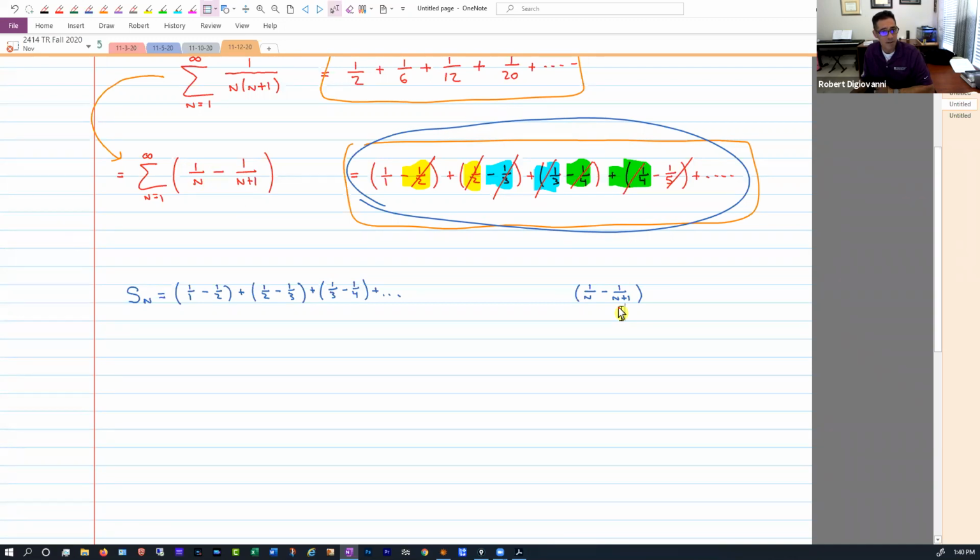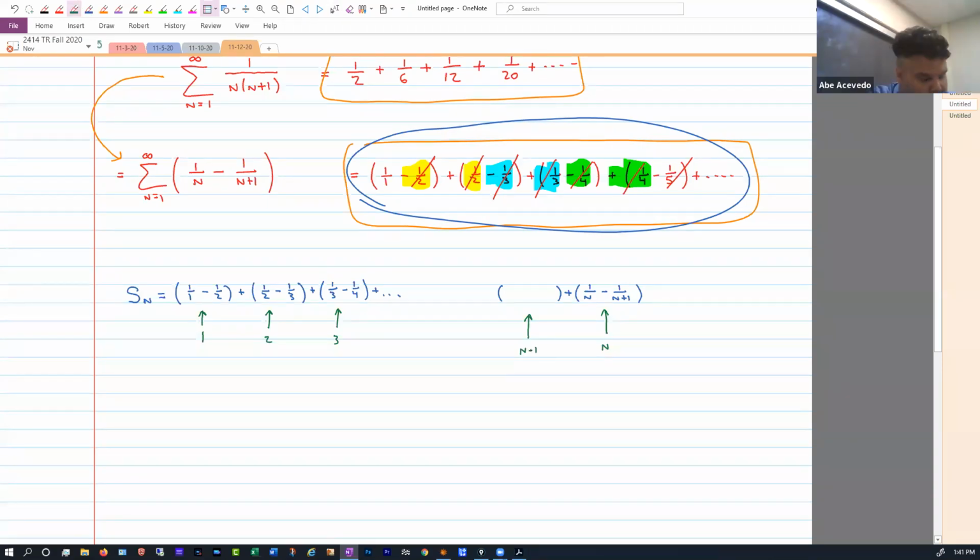That's the last piece. What would the one right before that be? This is me plugging in 1, this is me plugging in 2, this is me plugging in 3, this is me plugging in n. This would be me plugging in what? 1 less than n, n minus 1. So what happens if you plug n minus 1 into this formula? You get 1 over n minus 1, and then minus 1 over n, because you're going to go n minus 1 plus 1.